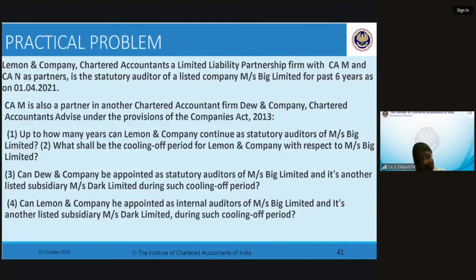I'll go one step ahead. Lemon and Company can be appointed in Dark. Lemon itself can be appointed. Only for Big you cannot reappoint Lemon, and only for Big you cannot appoint Dew. But for Dark, you can appoint Lemon. Usually that's what they do. They will exchange: one company they give, another they exchange and give.